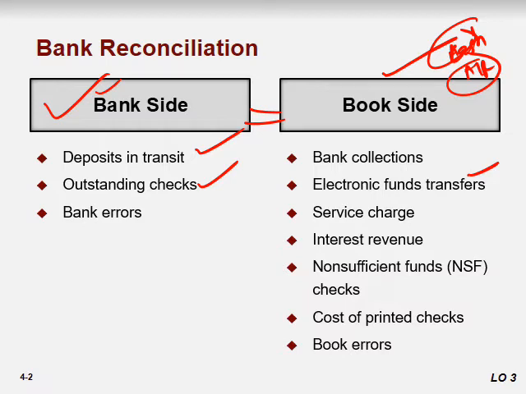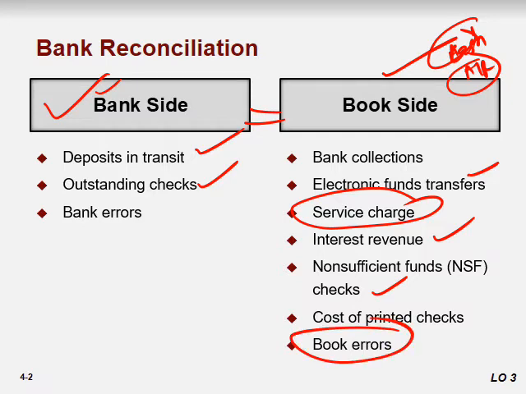So your book side may not be recording the service charges from the bank side, or the interest revenue you earn from your accounts. And you write a check and you don't have enough money, so the bank returns the check. Your book side will not record that one. Also the cost of printing the checks, which is a service that banks provide. And you can also make errors. You're not an angel, you can make errors. So that's why the bank side and book side are different in normal circumstances. In order to check whether this is normal or abnormal, we make a bank reconciliation.